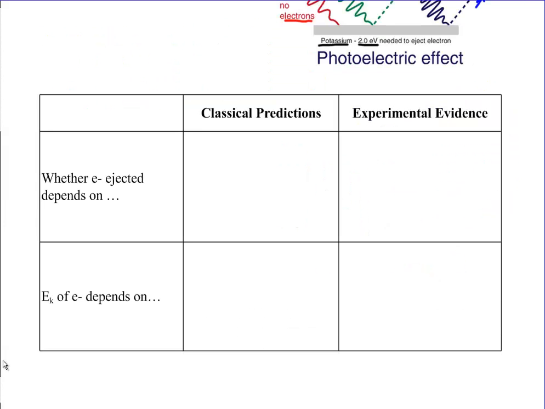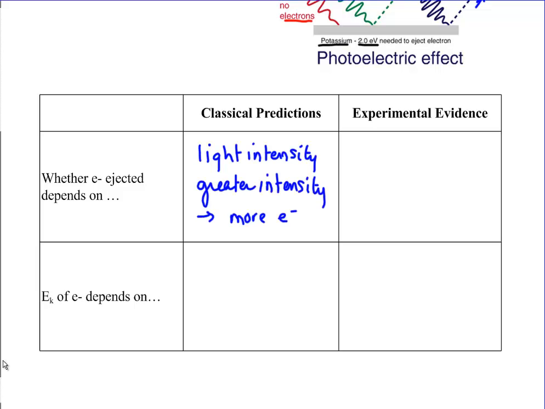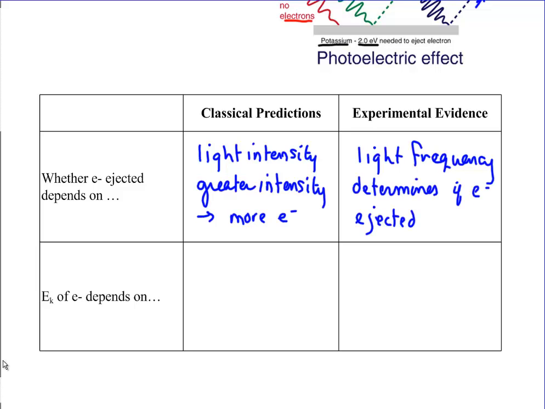So if we compare classical predictions, Newtonian mechanics predictions, with experimental evidence, we're going to look and see what determines whether an electron is ejected from a metal. Classical physics predicted that for light intensity, the greater the intensity, the more electrons are knocked off. That's what was predicted. What was found was that it was light frequency. So the intensity doesn't affect the amount of electrons. It turns out the frequency does.